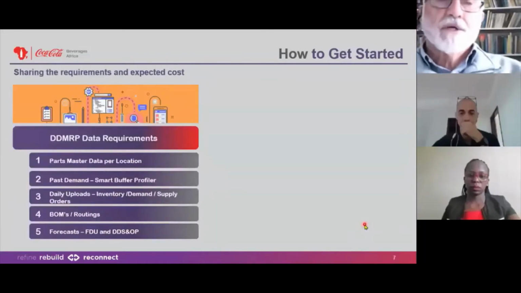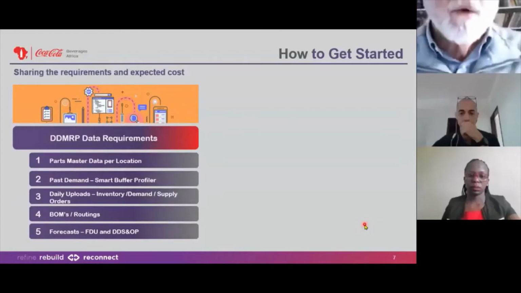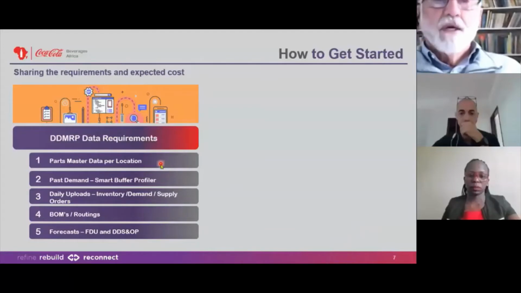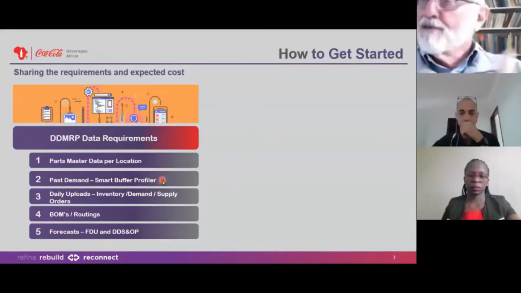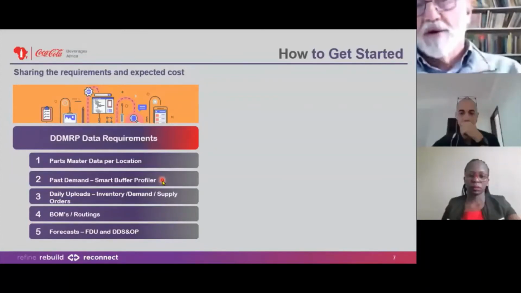So what are some of the requirements that are needed? Yes, we need data to be able to run DDMRP. We need your parts. We need to understand your parts per location. We need to understand, if possible, your past demand data, because we can use that to use the Smart Buffer Profiler to try and determine what are the best buffer profiles for a particular item at a particular location. And then on a daily basis, we need to understand what the current inventories are, what the current demand and the current supply is on each buffer. And we pull those in, it does the calculations, the net flow calculations, and determines what needs to be replenished and what needs to be bought and what needs to be made. We also need your bills and routings, because there's another methodology that we have as well, which is demand-driven sales and operations planning, and we can look into the future using your forecasts.